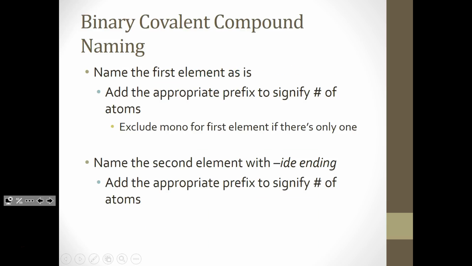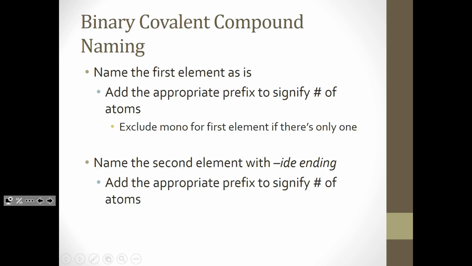Alright, but as far as the naming goes and the writing of the formula, it's actually pretty easy. It's very straightforward because the name of the compound is actually indicating how many of each element there are. So here's what you do. The first thing you want to do when you're given a formula and asked to write the name is name the first element as is. It's very similar to ionic. The first element was the cation. You never changed the ending or anything like that. You always just wrote it. In the same way, you're going to name the first element just as it is on the periodic table.